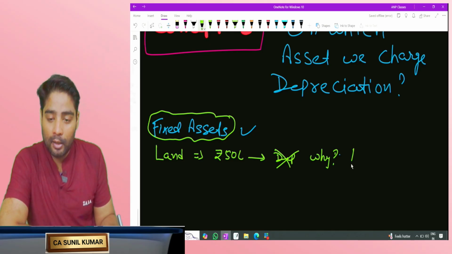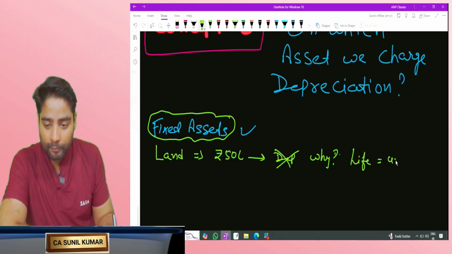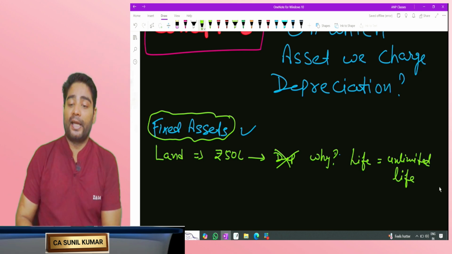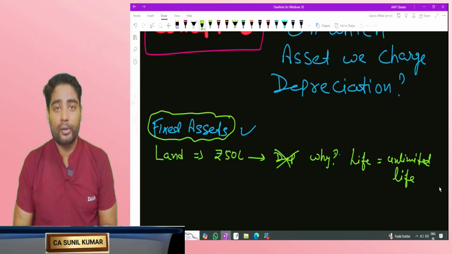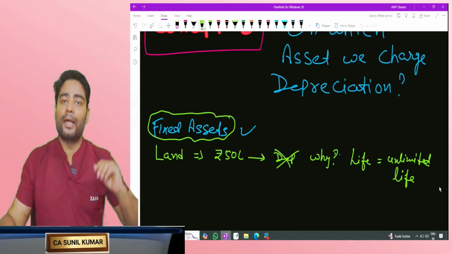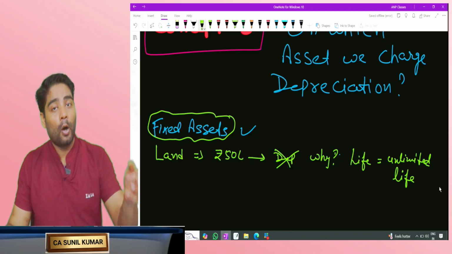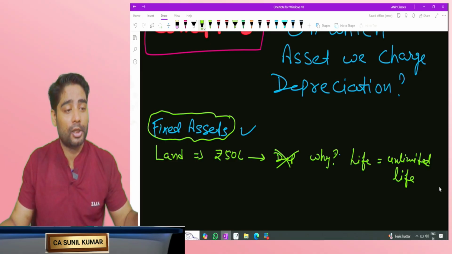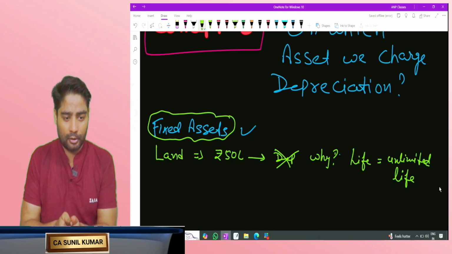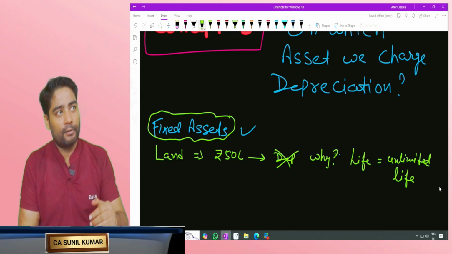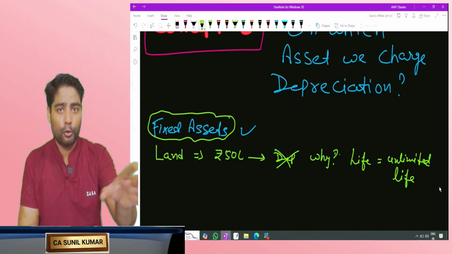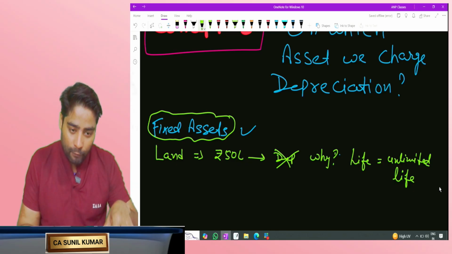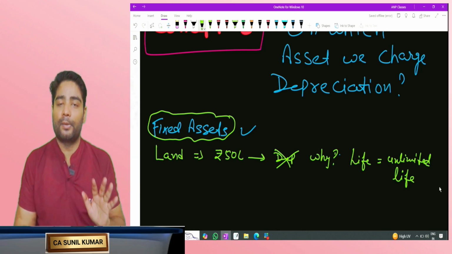Because land has unlimited life. And what I said about depreciation, sir, is that it is a systematic allocation of the cost of the asset on the basis of life. But the land's life is unlimited. We don't know how much the life of this asset will be. It will be 100 years, it will be 1000 years, we don't know. So we assume that the life of the asset is unlimited, and for that reason we cannot charge depreciation.